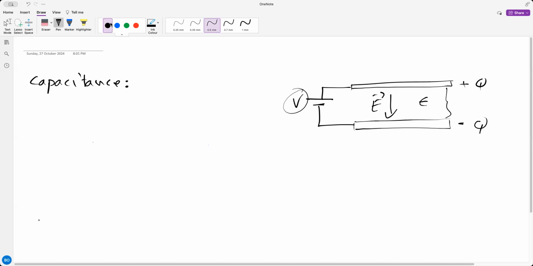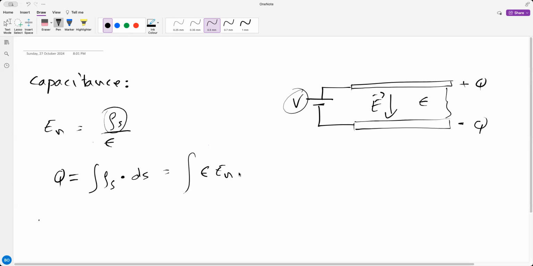Now, the capacitance, well, we know that the normal is equal to epsilon. This we have seen in Gauss law. And we also know that the total charge is equal to the surface charge density times ds, which is also equal to epsilon ds, right? All I did is replace the surface charge density by its value. Okay. And the total charge is this.